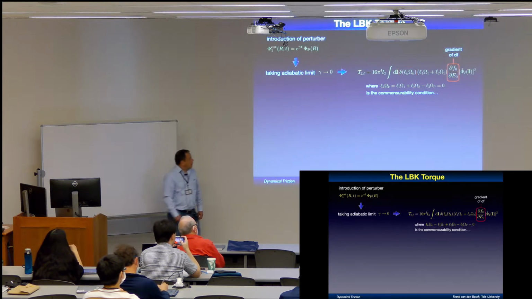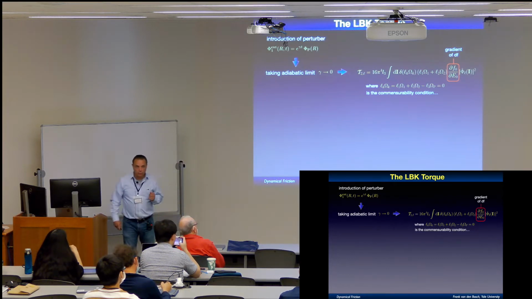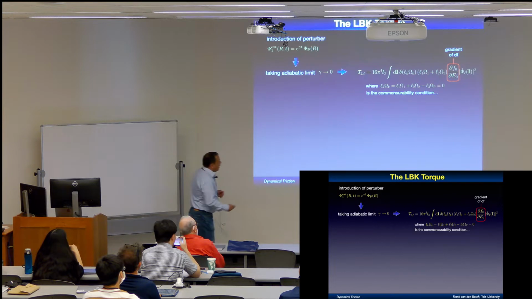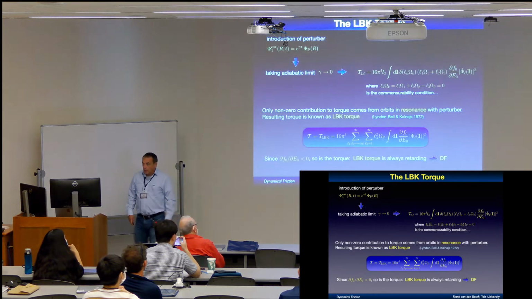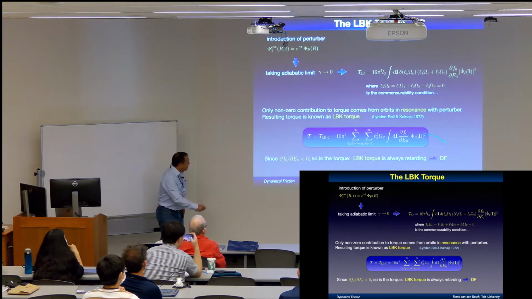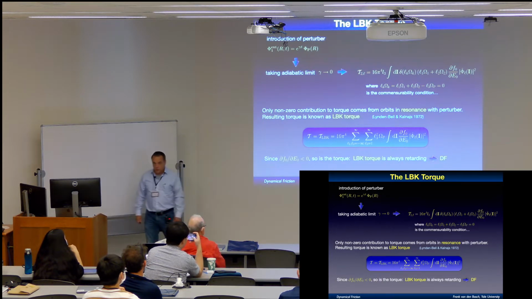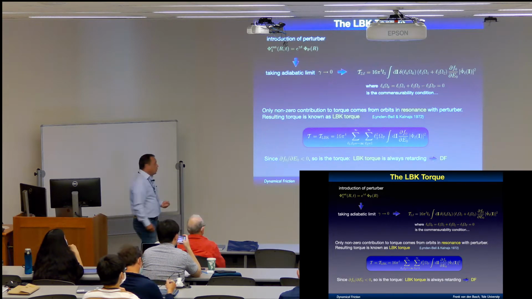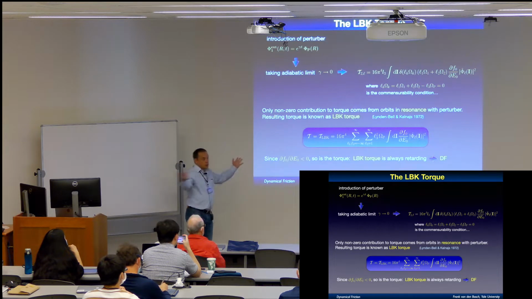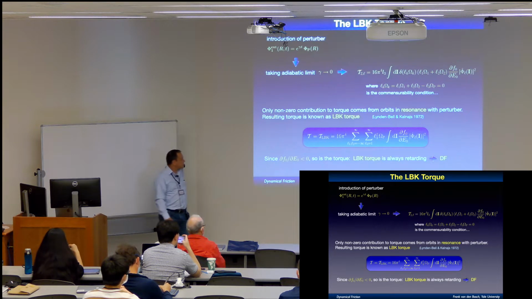Okay? This is the gradient in the distribution function, which plays an important role, as we will see later on. I'll try to explain why that is. And finally, you have the Fourier modes of the perturber potential, because obviously the torque depends on the perturber. Now, what you then do is you sum over all the modes, all the different L, and you get this expression for the torque, which has become known as the LBK torque after Lynden-Bell and Kalnajs, who first derived it to describe how spiral arms torque stars in a disk.